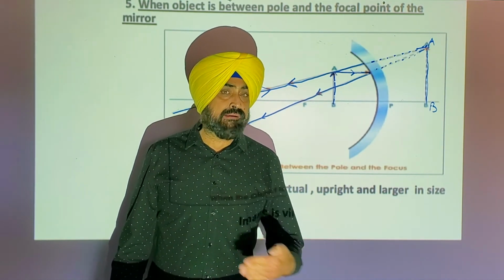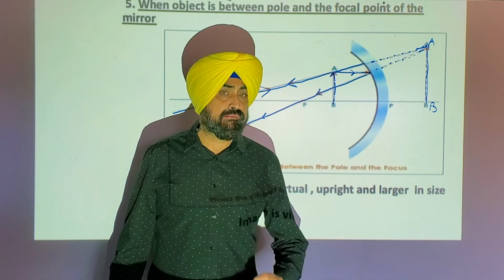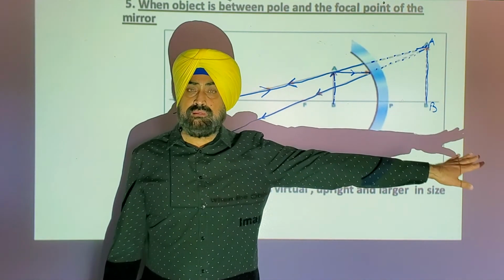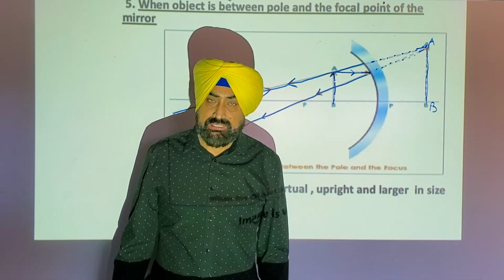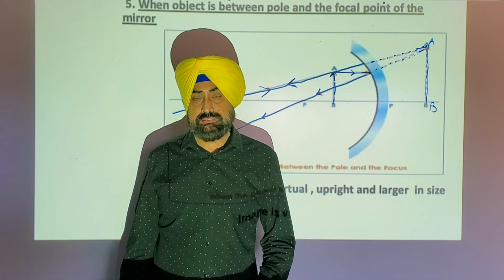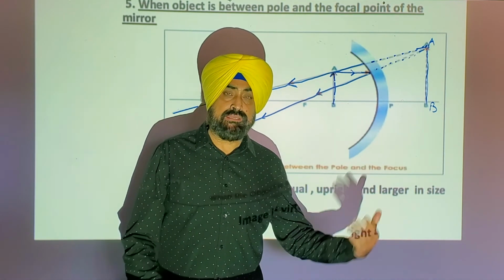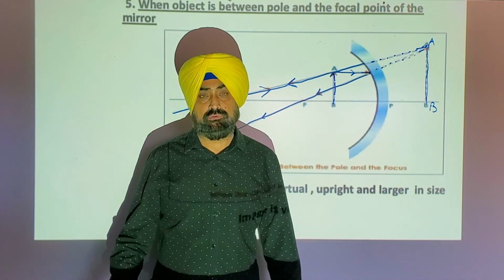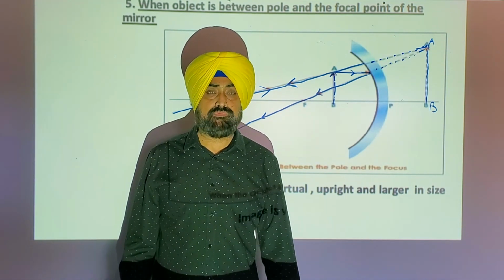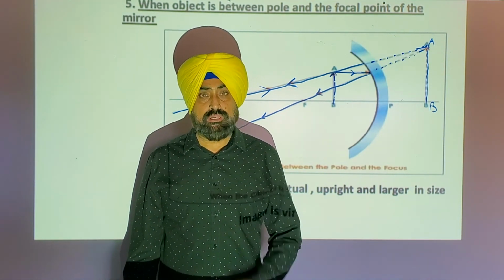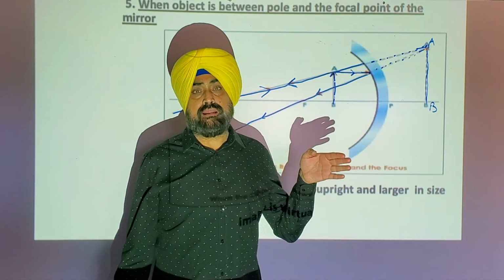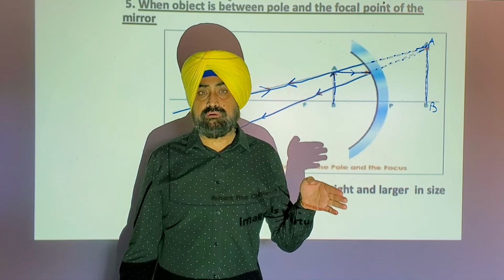So at those points, a real image was formed. But in this case, the image formed is behind the mirror, upright, and larger in size. So that's the only position, between the focal point and the pole or mirror, where the image formed is a virtual image. All other images beyond the focal point are real and inverted images.